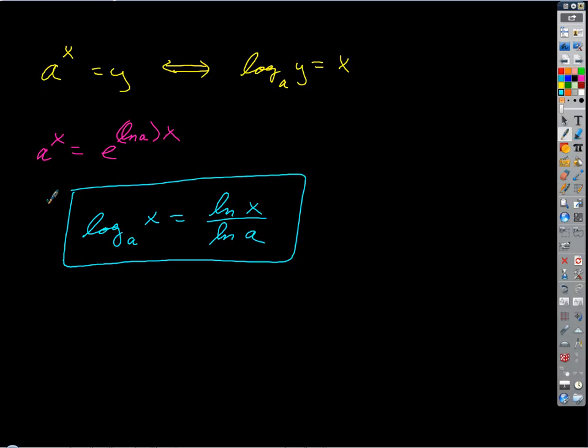Right, and so what does this become over here then? If we want to write that expression, that would be like saying natural log y over natural log a equals x. And so now does it make sense? If I were to multiply each side by ln a and then exponentiate both sides, base e, don't I just get that? See what I'm saying? Does that make sense?